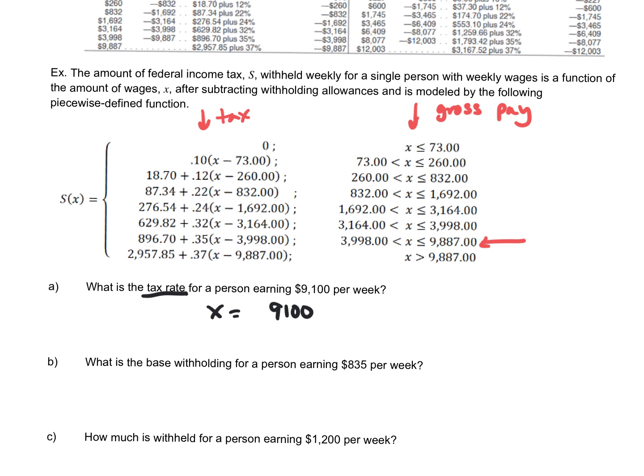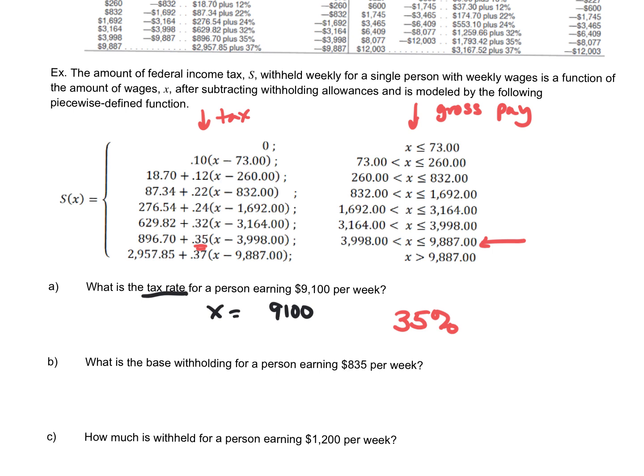Now a tax rate, you may have heard of tax rate, people saying I'm in the 22% tax bracket or I'm in the 32% tax bracket. The tax rate is just this percentage here. So for this individual who makes $9,100 a week, their tax percentage is 35%. Now that doesn't mean they pay 35% of all their wages to taxes. It just means that is their percentage that's used in their calculation.